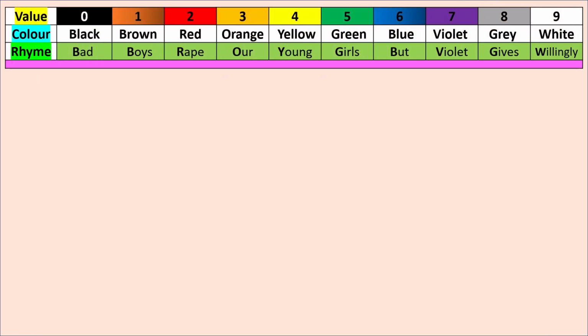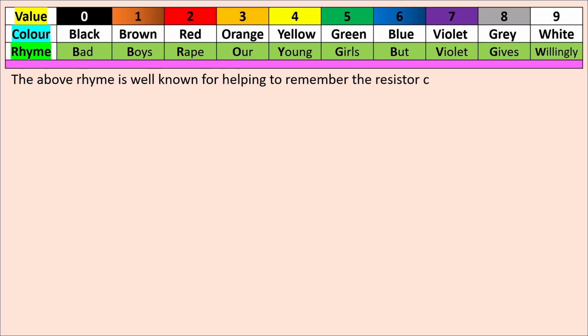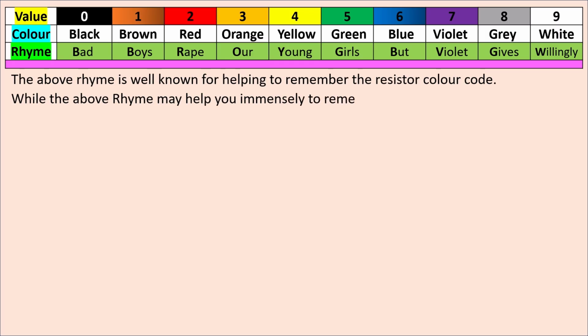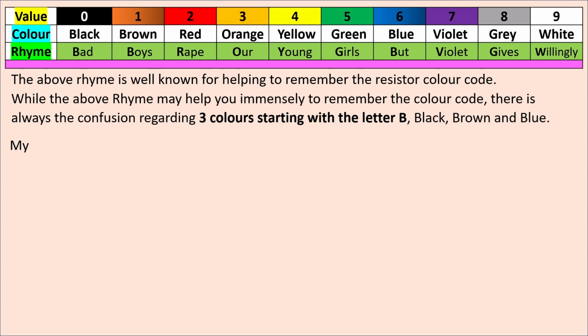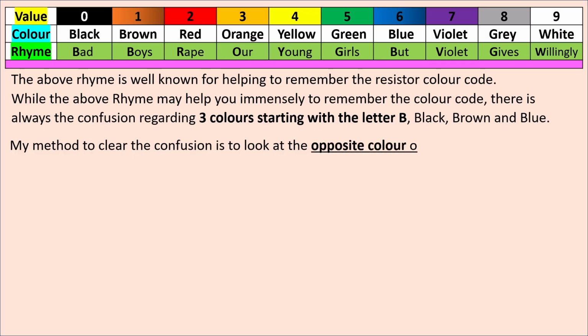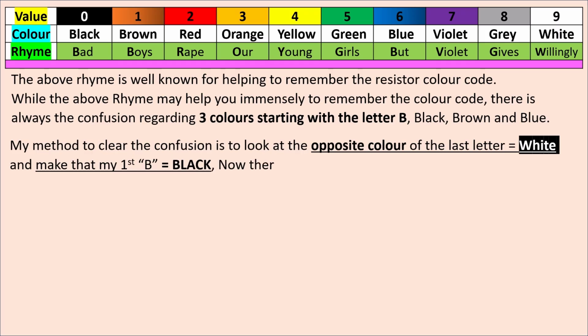Right, looking at our color chart, the above rhyme is well known for helping to remember the resistor color code. While the above rhyme may help you immensely to remember the different colors of each code, there is always the confusion regarding 3 colors that start with the letter B. That is black, brown, and blue. My method to clear the confusion is to look at the opposite color of the last letter, which is white, and make that my first B, which is black.